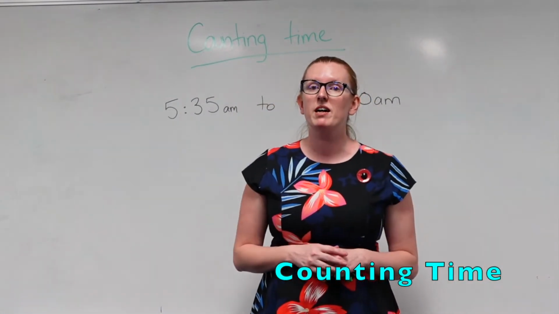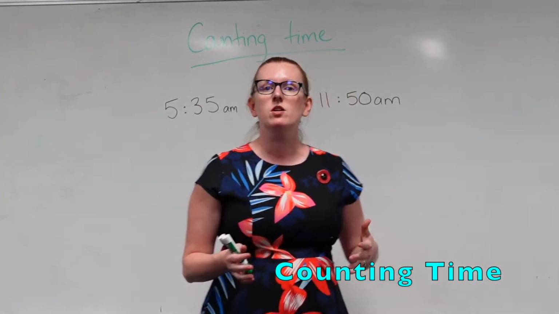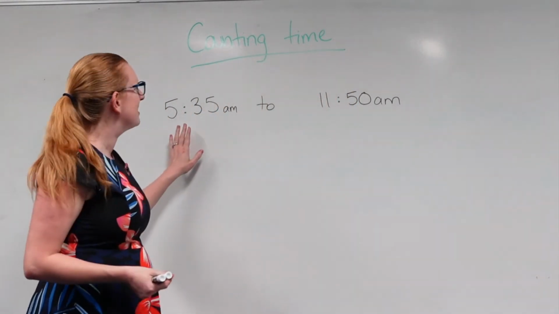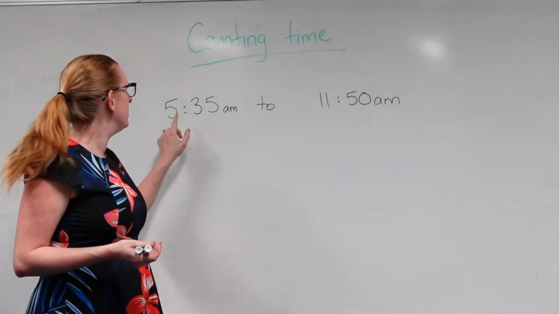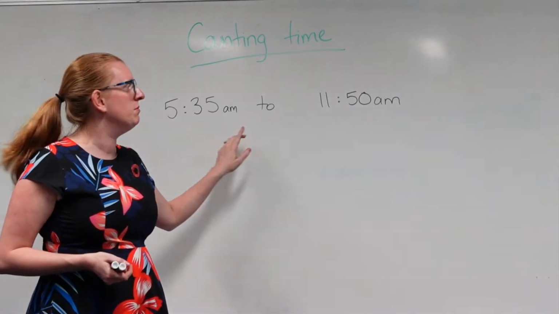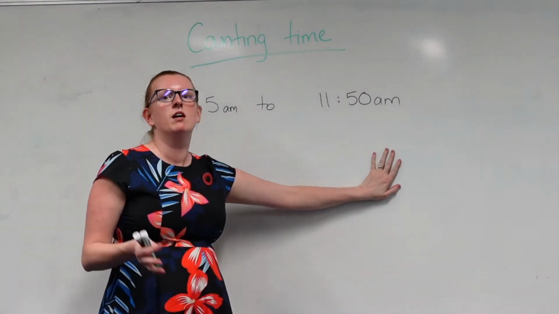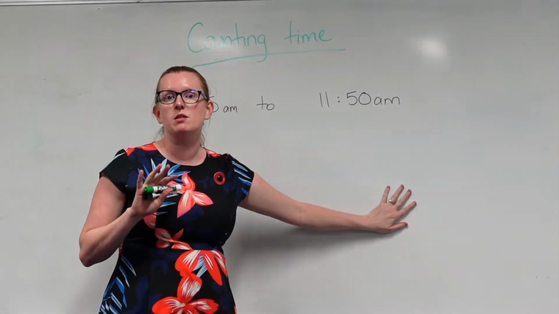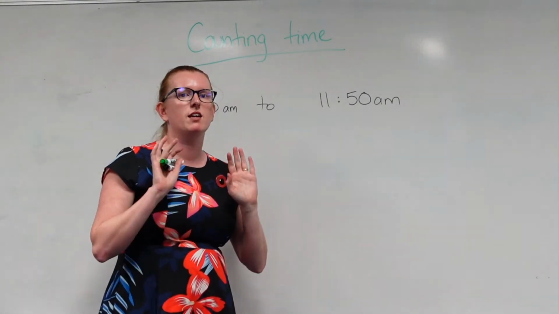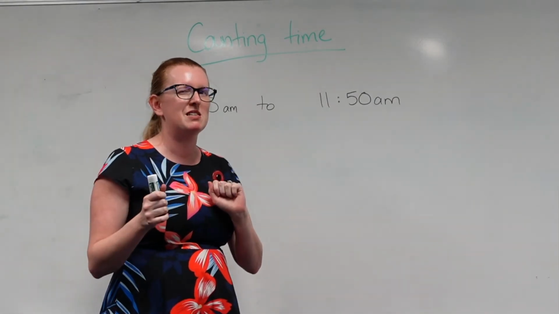Okay, now let's talk about how we count time. So, if we're given a question that says we need to find out how much time is between 5:35 a.m. and 11:50 a.m., I find drawing a number line is the most straightforward way because then I can keep track of it visually and make sure I don't miss any.